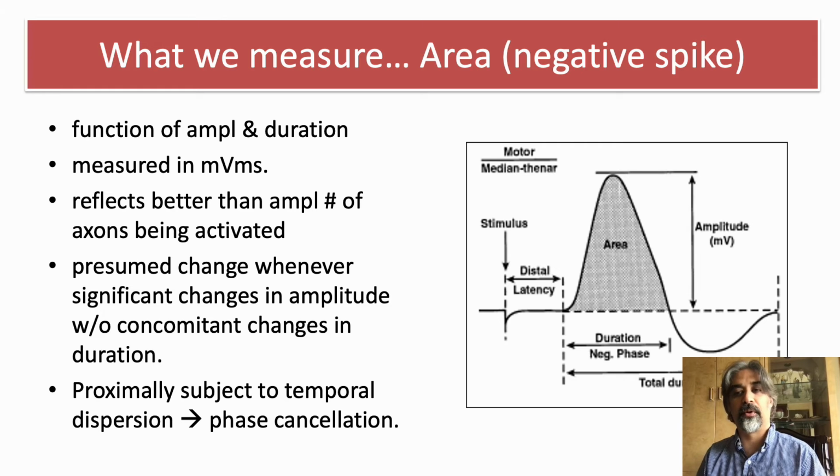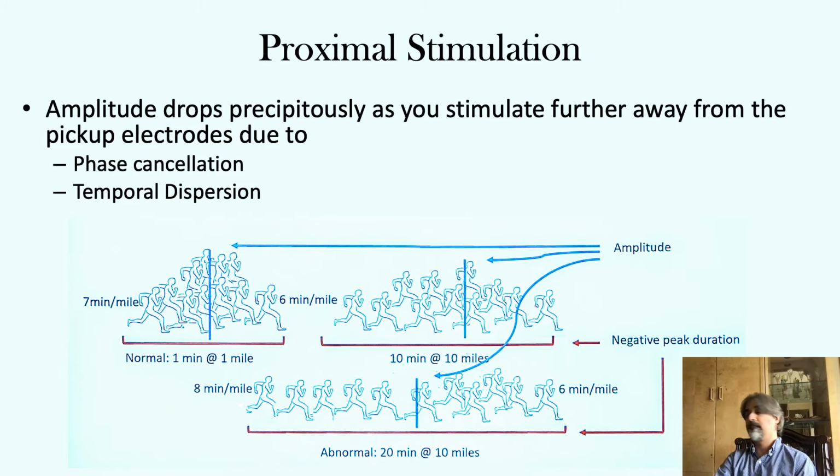Area is a function of both the amplitude and duration of the evoked response measured in milliseconds. It more accurately reflects the number of axons being activated than amplitude does. Alterations in area can be presumed to be present whenever there are significant changes in amplitude without concomitant changes in duration. We talked extensively about temporal dispersion and phase cancellation in the first part, and I am repeating myself here.